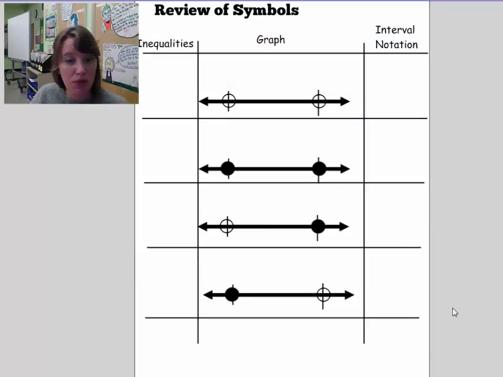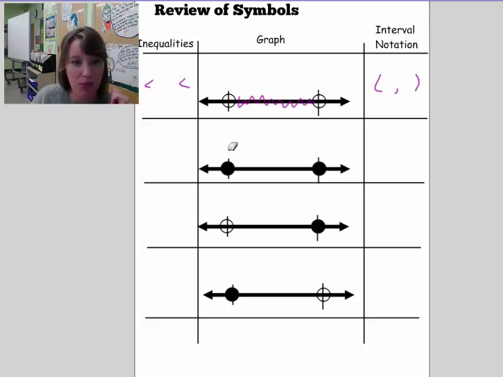Now, the review of the symbols. So the inequality can be, this is supposed to be shaded here. So if it's between 2 open circles, the inequality is a less than and a less than symbol, and the interval notation is going to be 2 rounded brackets like that.